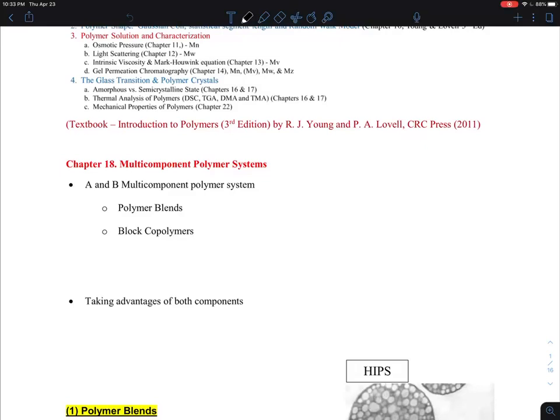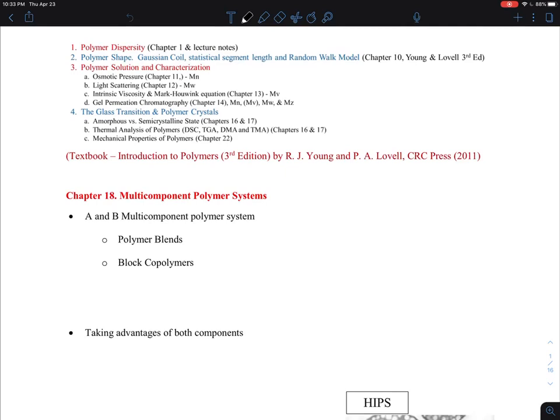Okay, so let's talk about the multi-component system. So far, I have talked about polymer dispersity, polymer shape, such as a Gaussian coil and the random walk model, and how to characterize polymers in solution using different techniques. And then I talked about glass transition temperatures and the thermal analysis techniques, amorphous and semi-crystalline polymers, and DSC.